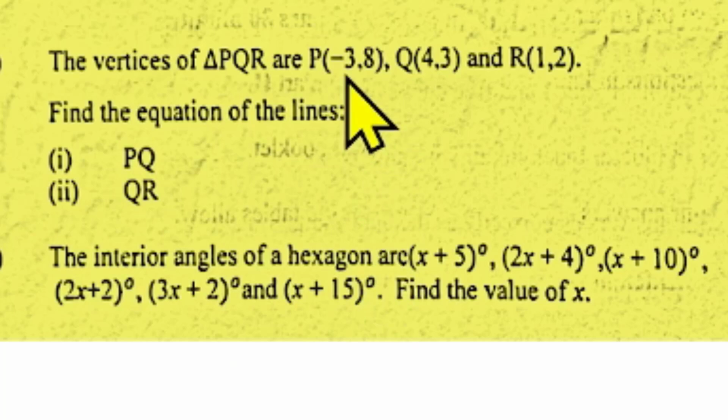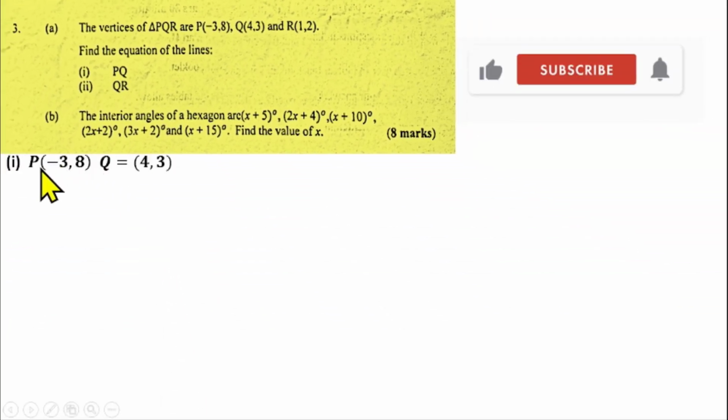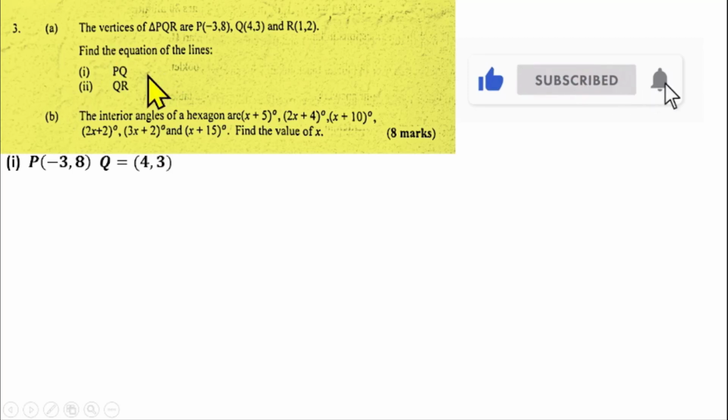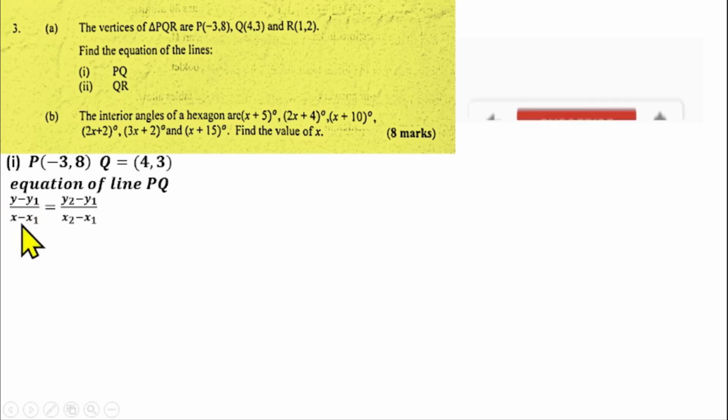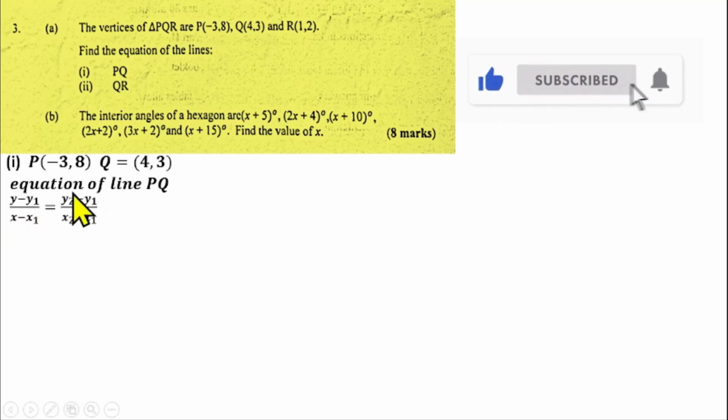We are given the coordinates of point P and point Q, so you can use that to find the equation of PQ. And you are given the coordinates of Q and R as well. You can use that to find the equation of the line QR as well. So for the first one, we can use the coordinates of P and Q to find the equation of the straight line PQ using the formula: y minus y1 over x minus x1 equals the gradient of the line, which is y2 minus y1 over x2 minus x1.